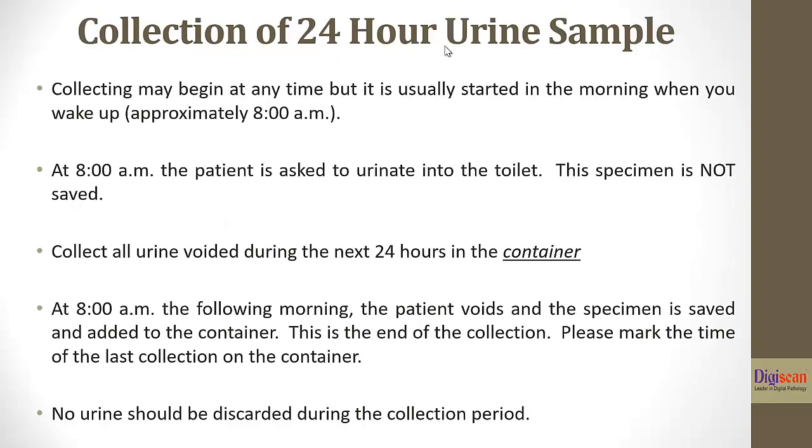How to collect 24 hours urine sample? The collection may begin at any time, but it is usually started in the morning when you wake up, let us say 8 a.m. At 8 a.m., the patient is asked to urinate into toilet and this specimen is not saved. Then all the urine voided during the next 24 hours is collected in a container.